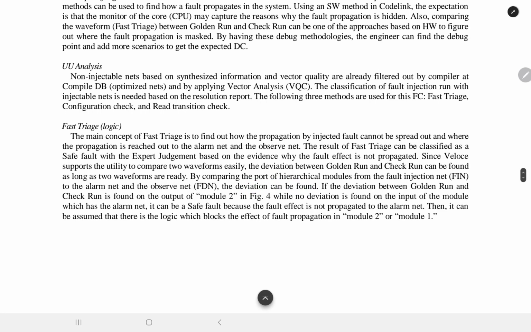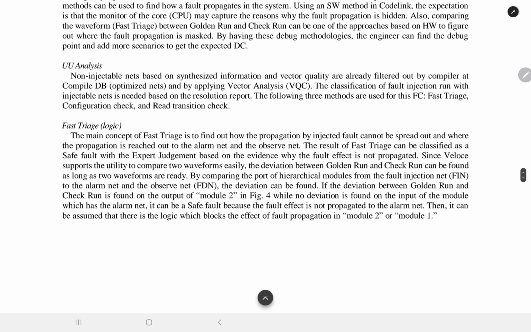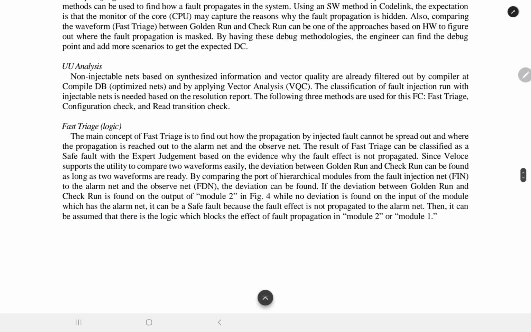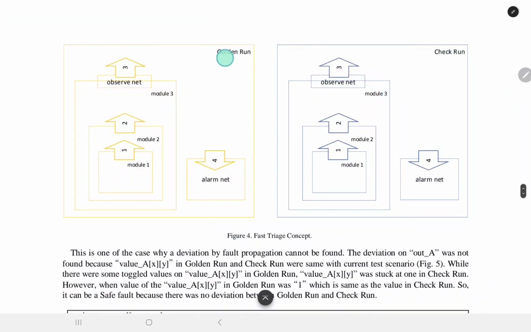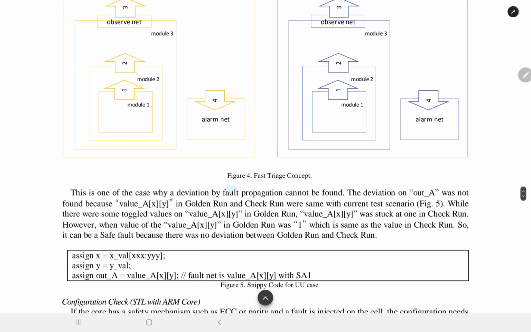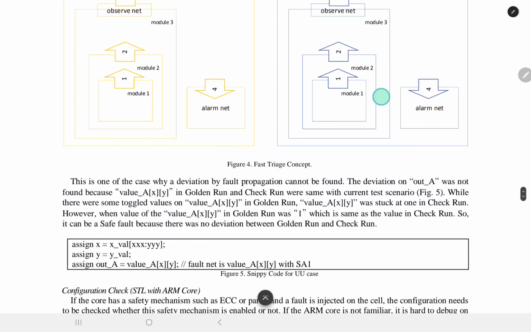deviation can be found. The deviation between the golden run and the check run is found on the output of module 2 in figure 4, while no deviation is found on the input of the module which has the alarm net, which can be a safe fault. But because the fault effect is not propagated to the alarm net, we can assume that there is a logic which blocks the effect of the fault propagation, in module 2 or module 1. The golden run and check run and figure: fast triage concept.